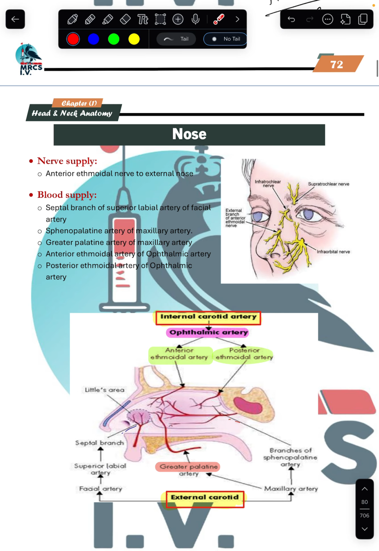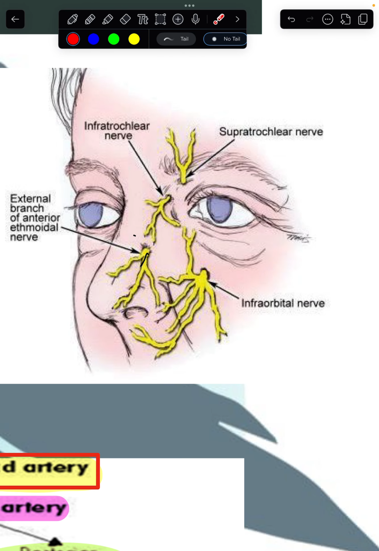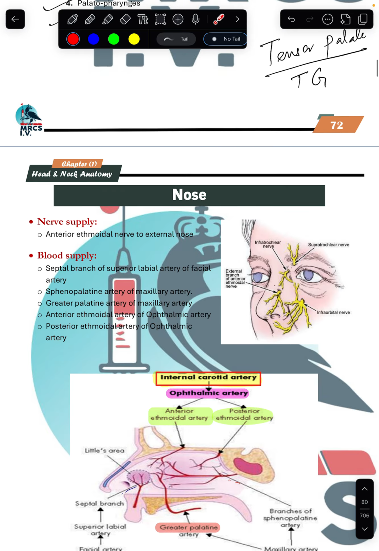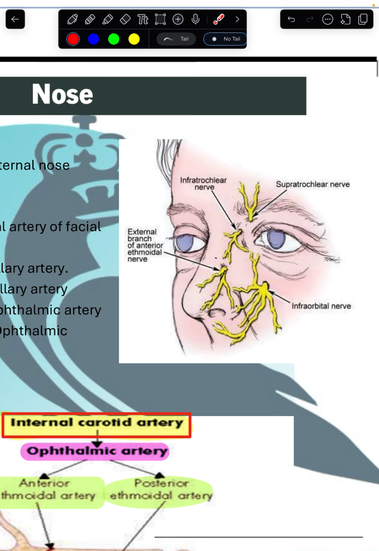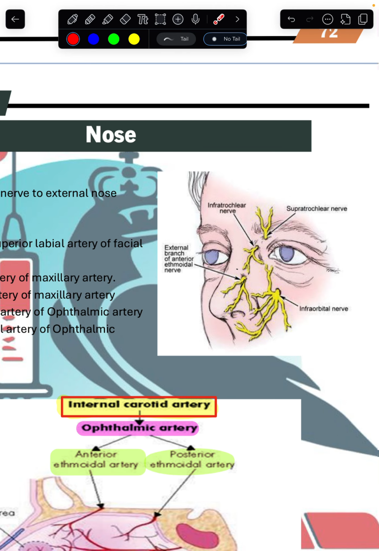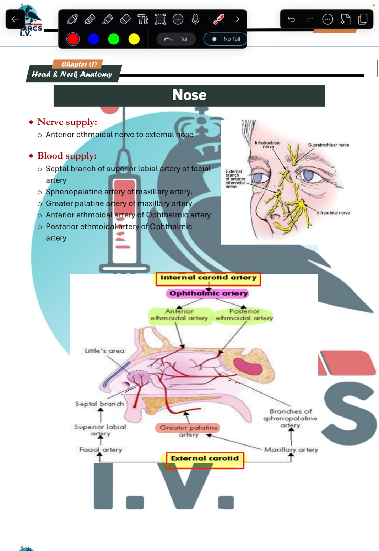Now coming to the next important topic, the nose. The anterior ethmoidal nerve is supplying it. You see the nasal branches: infraorbital branch, infratrochlear, supratrochlear. If you see the origin of these nerves, they are from the ophthalmic division of the trigeminal nerve, and the maxillary nerve. Supratrochlear and infratrochlear, if you check again, are branches of the trigeminal nerve, which has sensory function. So these are sensory nerves: external branch of the ethmoidal, infraorbital.